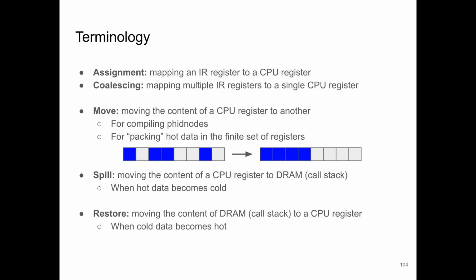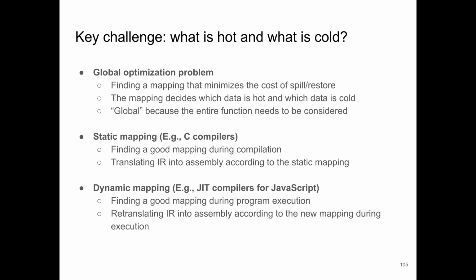So in the terminology slide here, we have move, spill, restore. But move is relatively cheap. It only costs a single cycle. It is moving data from one register to another. It's only a single instruction, and usually it is a single cycle. But spill and restore are different. They are accessing the DRAM. It is either reading from or writing to the DRAM, which will cost tens or hundreds of cycles, and it really costs much.